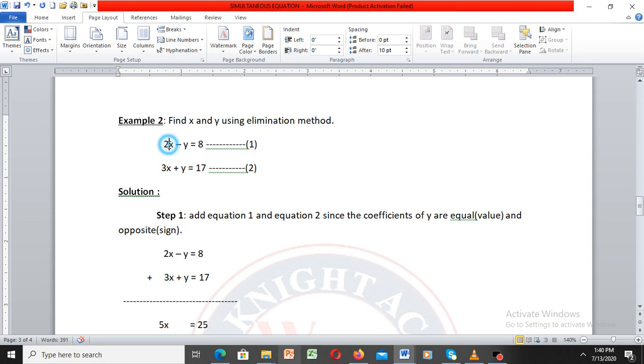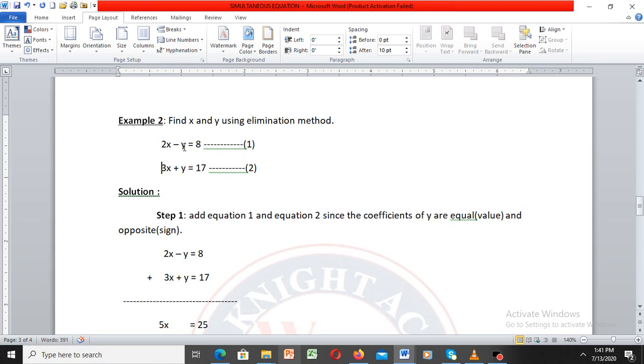But assuming we want to eliminate x, you can see that the coefficient of x in both equations is not the same. It's not equal in value, so we have to make them equal. So if you want to eliminate x, then you multiply equation 1 by 3 and equation 2 by 2, so that 3 times 2x will give you 6x, and 2 times 3x will give you 6x. So we have successfully made the coefficient in both equations the same. Then we can go ahead and either add or subtract depending on the sign.